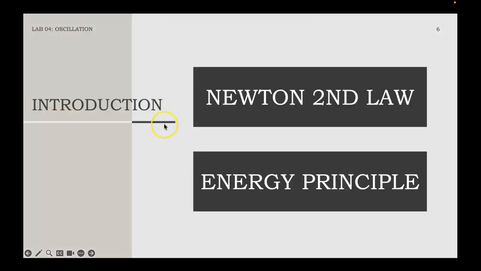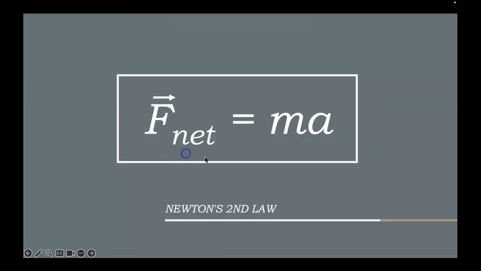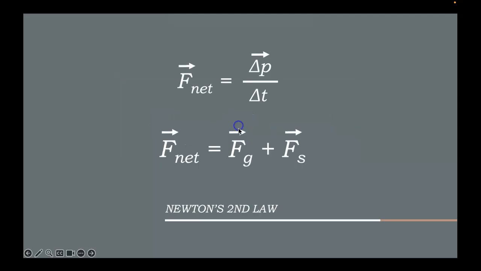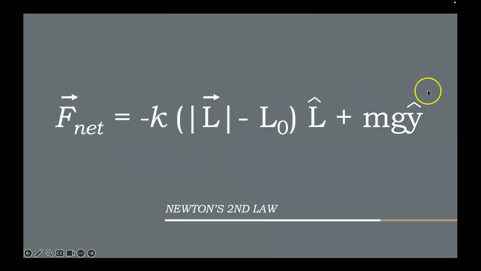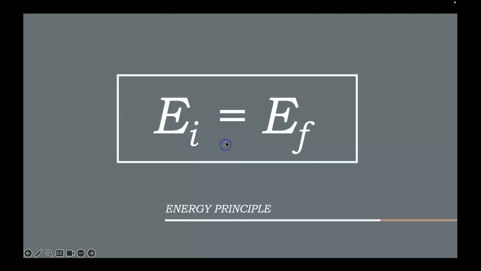So, our introduction to some fundamental physics principles: we have Newton's second law and the energy principle. We'll start with Newton's second law, which is F net equals ma. F net also equals the change in momentum over the change in time. For the purpose of this lab, F net equals gravitational force plus spring force. Then we substitute in the respective formulas for gravitational force and spring force, and we end up with this equation right here, which we will use in our code as well as to find the length L.